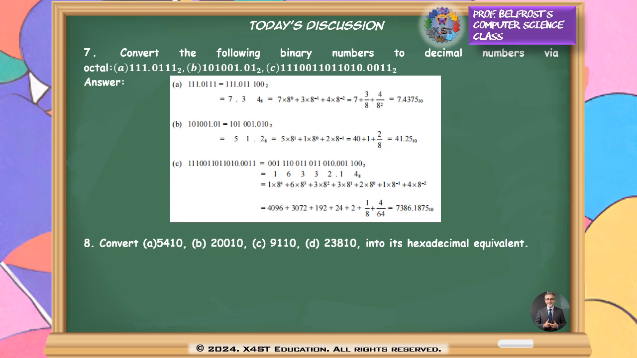Number 8, convert this. It's actually 54 base 10, 200 base 10, 91 base 10, 238 base 10. I'm sorry, I mistyped. So it's all base 10. This is a decimal number, and you're asked to convert it to its hexadecimal equivalent.